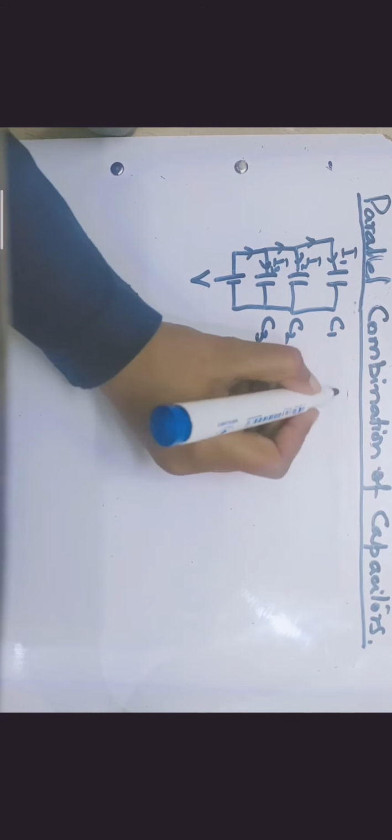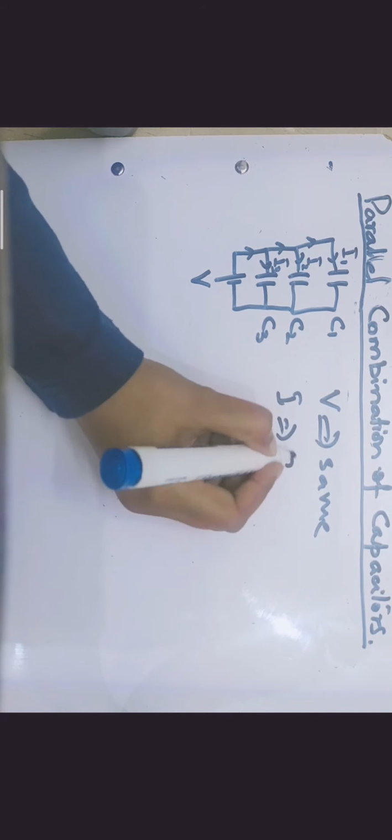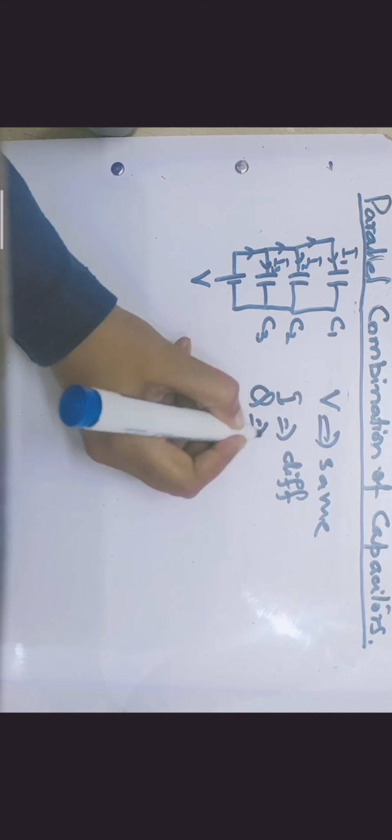Coming towards the parallel combination of the capacitors, we have 3 different capacitors that are connected in parallel along with the battery source, providing the potential V. In this case, V would be the same, but a different amount of current is flowing through each of the capacitors C1, C2 and C3. So if I is different, then Q must be different. So the overall voltage would be the same, and you can write V equals V1 equals V2 equals V3, because the potential difference is the same across all the capacitors.